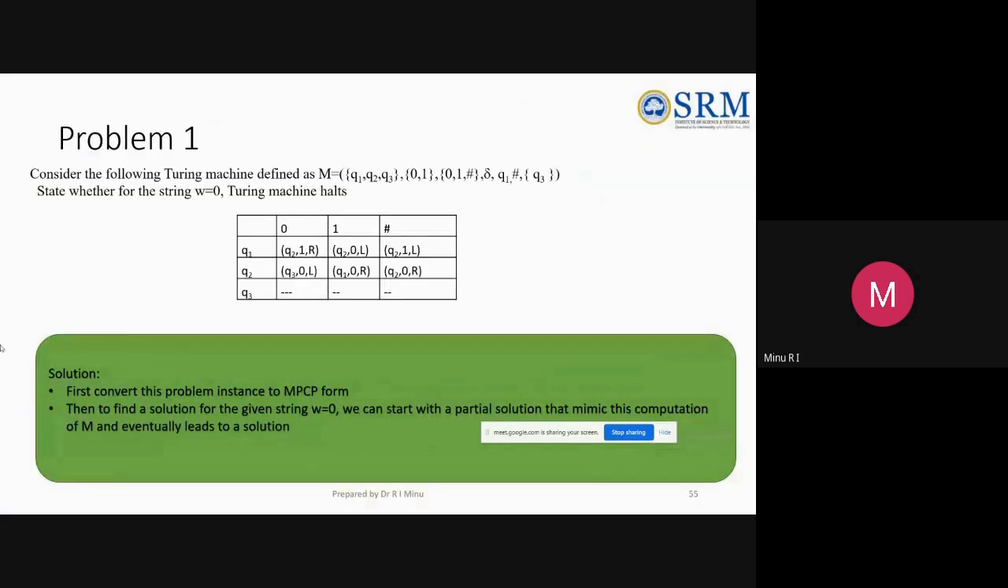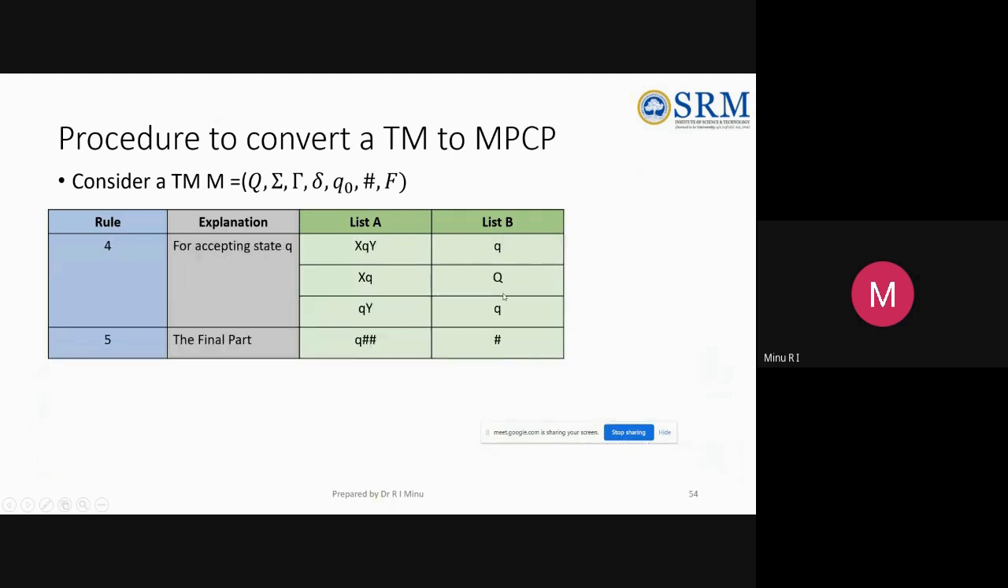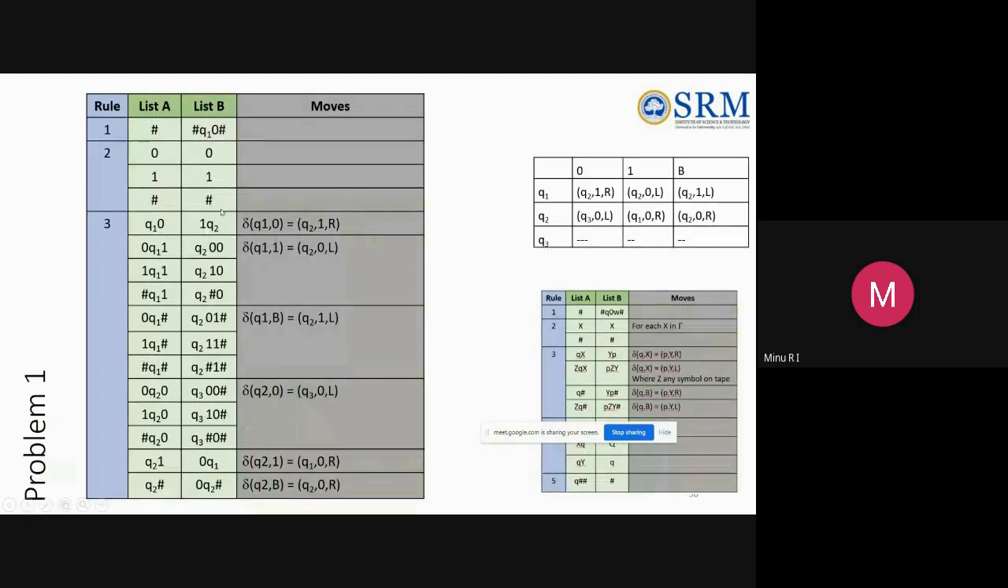Okay. So first, what they say is first convert this problem instance to MPCP form. Then to find a solution, they have given the input string as 0. We can start with the partial solution that mimics the computation of M and eventually leads to the solution. So how to solve? First, as per their rule, we need to create this table. Okay, so this table is being created.